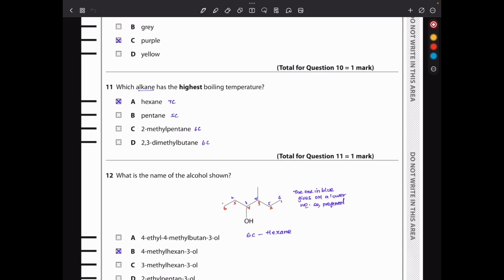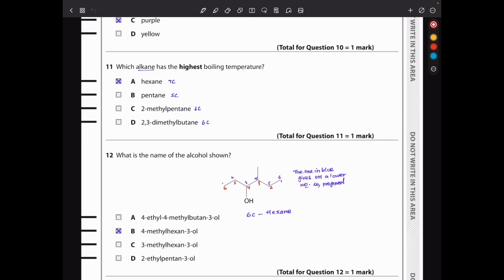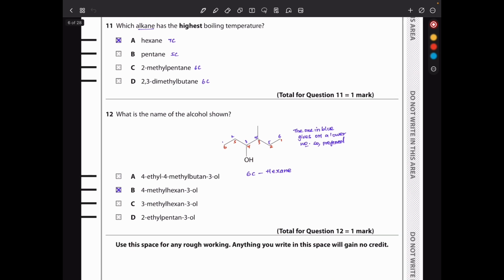Next, which alkane has the highest boiling temperature? We'll look at all the examples given. This has 7 carbons, pentane 5 carbons, 2-methylpentane 6 carbons, and 2,3-dimethylbutane: butane 4 plus the 2 in the methyls gives 6 carbons. So this is out because it has fewer carbons, fewer electrons, and fewer London forces. These two have 6, so I'm going to go with the one with the most carbons because it has more electrons or a higher molecular mass, and therefore more London forces. Another thing, remember, all these compounds only have London forces, so the one with more carbons is going to be the winner.